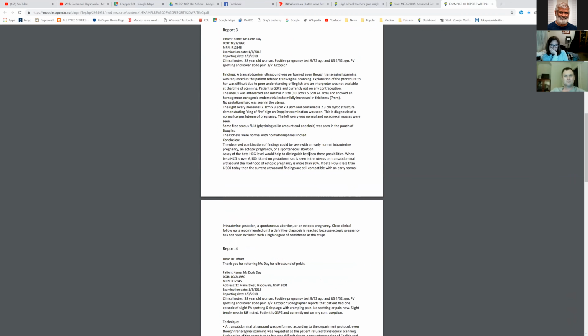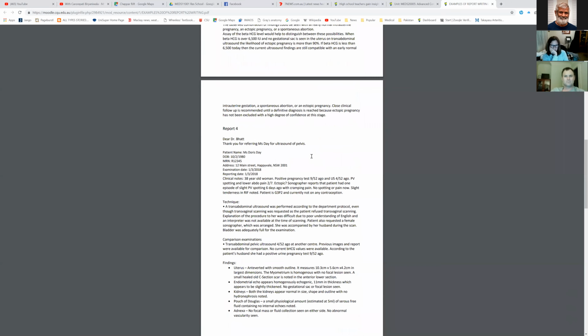Transabdominal ultrasound was performed. Where, when, how? When it goes to court and the lawyer or the judge asks you, what do you mean by transabdominal ultrasound? You don't have an answer. But here you have the department protocol, and if they want, they can have access to the protocol, and it mentions everything in there, and you followed that.